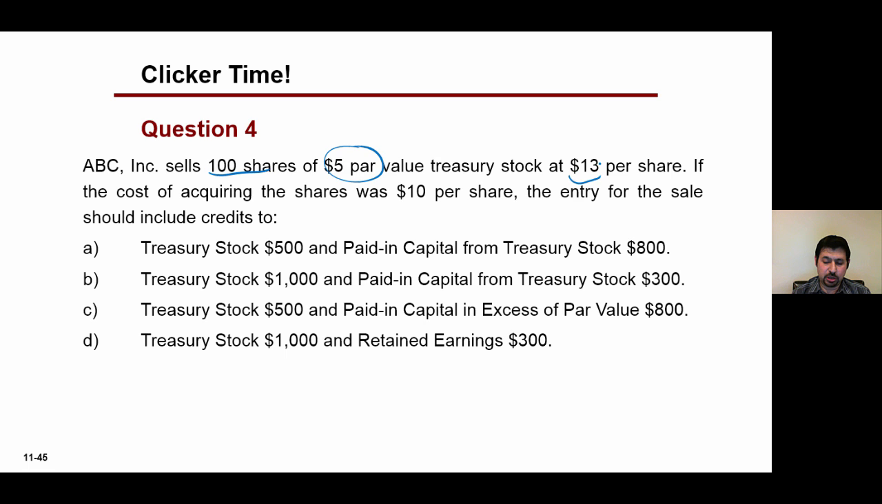The company is selling that at $13. So this is the selling price. If the cost of acquiring the shares was $10, this is the paid price of treasury stock. We need to write the journal entry. The amount of cash that the company will get is always the same.